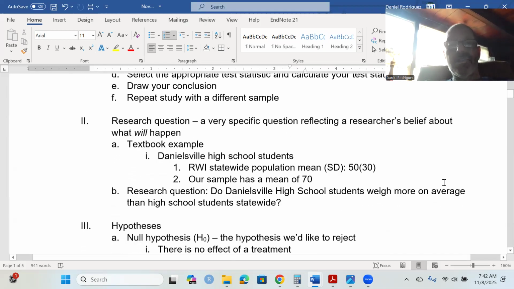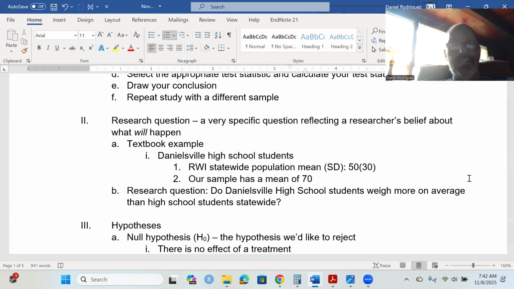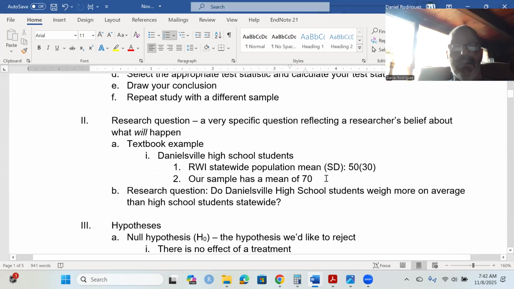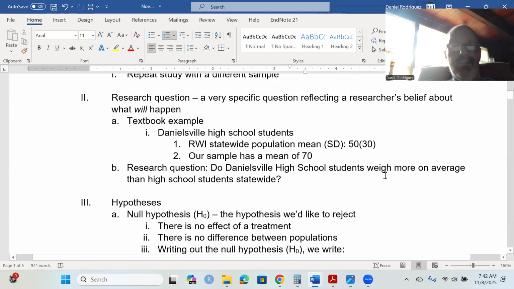So what's the research question? It's a very specific question reflecting a researcher's belief about what will happen. I think we did some of this in the first session here. So here's an example from the textbook. Danielsville High School students, right? Their RWI, our sample had a 70 RWI, but the RWI statewide population mean was 50 with a standard deviation of 30.